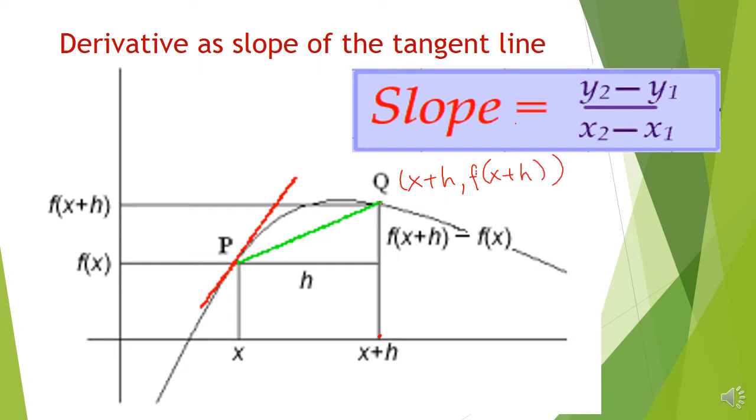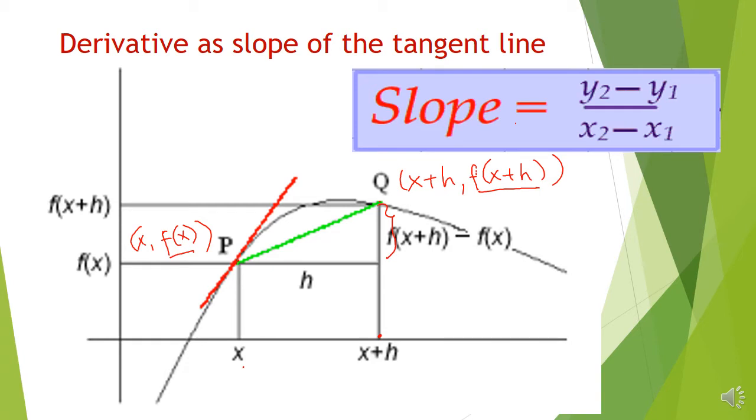So sabi natin it's y2 minus y1. So ang ating P naman, ano yung kanyang x and y coordinates given this and this one? It will be represented by x, f of x. So if we are to make use of our formula, sabi natin y2 minus y1, so it will be the difference of their y values. So it will be represented by this distance.